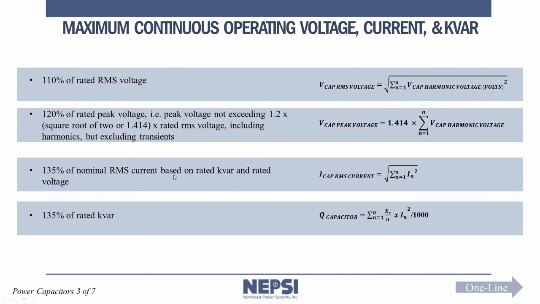There's also an RMS harmonic current rating of 135%. That's also applied to standard IEEE capacitors. Again, it's the square root of the summation of all the individual harmonic currents squared. So the spreadsheet tool that we offer on our website does these calculations for you once you input the data.